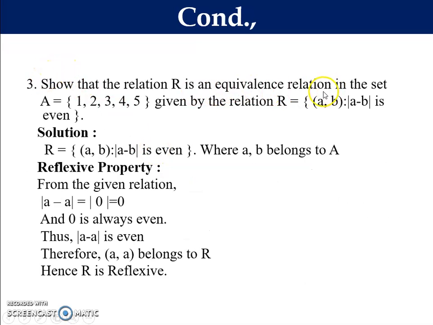In the third problem, for the relation, we have taken (a, b) where |a − b| is even. By taking |a − b| is even, we have verified all three properties, reflexive, symmetric and transitive, and we have proved that the given relation is an equivalence relation.